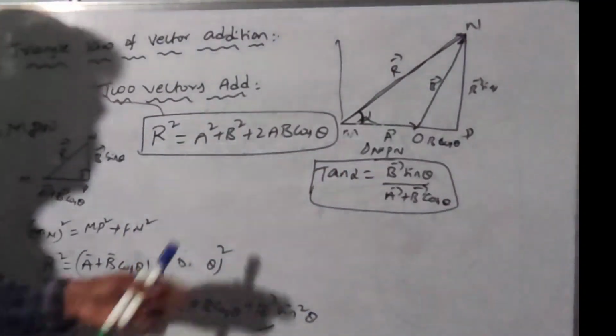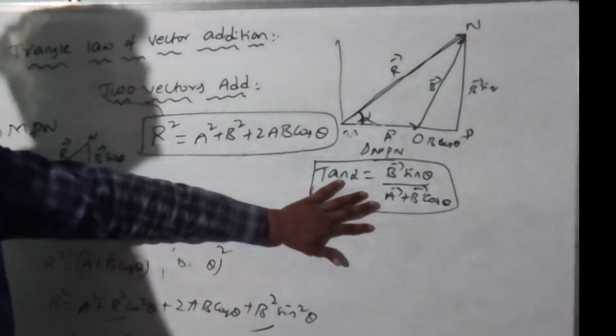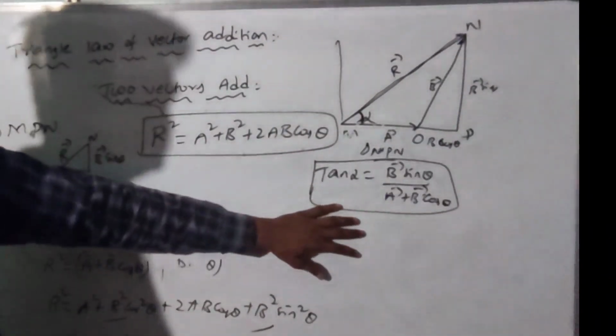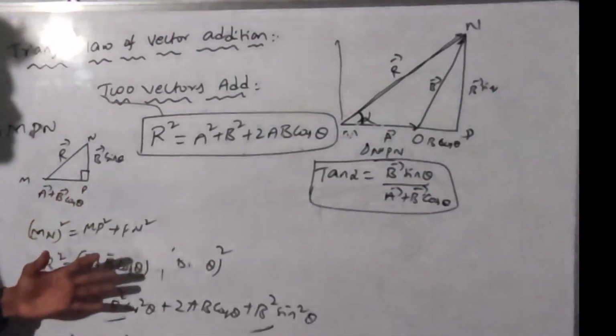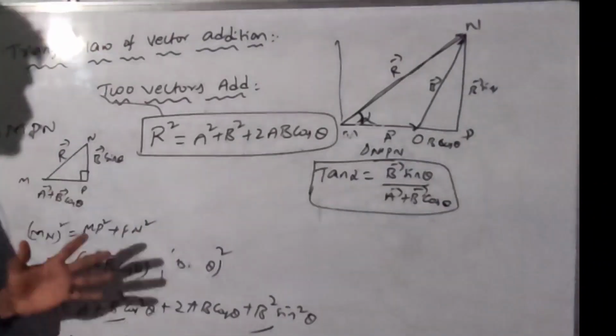Okay? This is the step. How easy it is to find the direction using the triangular law of vector addition. Once we go through it again, we can revise it and get clarity on this. I hope you already understand this triangular law of vector addition.